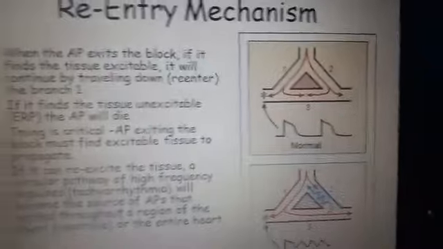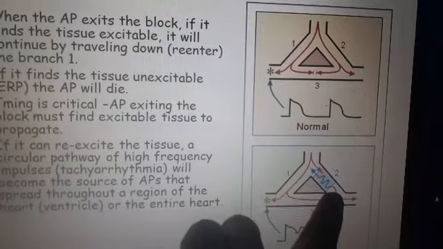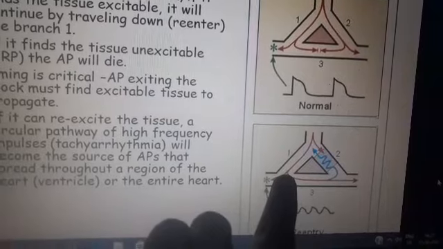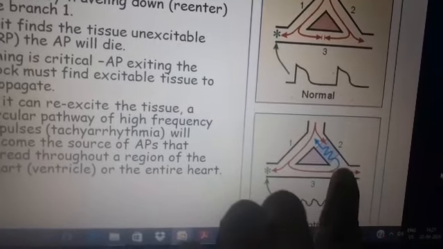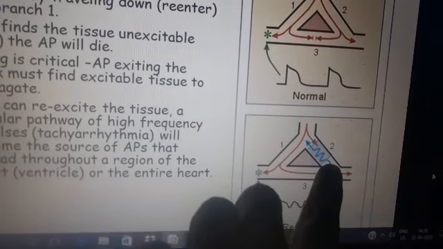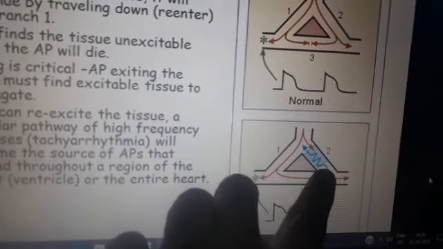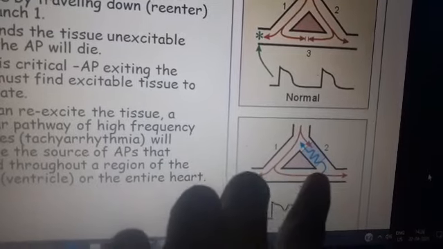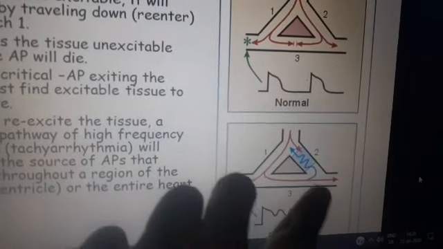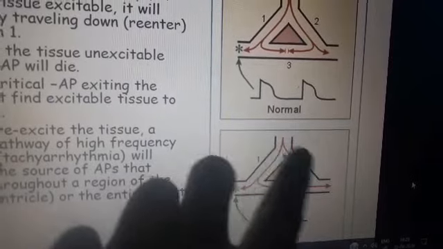So suppose the impulse is coming here and finds that the faster pathway remains refractory, so it goes preferentially to the slower pathway. When it goes by this number 3 pathway, it finds that the refractory period is now completed. That means the cell is now excitable. So the impulse will propagate via this pathway now rather than this pathway, and then the impulse comes back here again. This will happen when there is a difference in the refractory period.